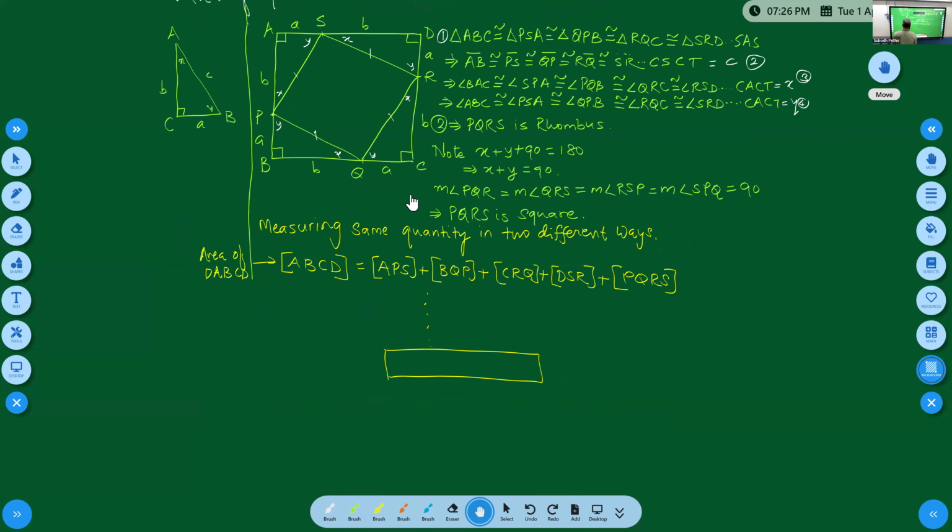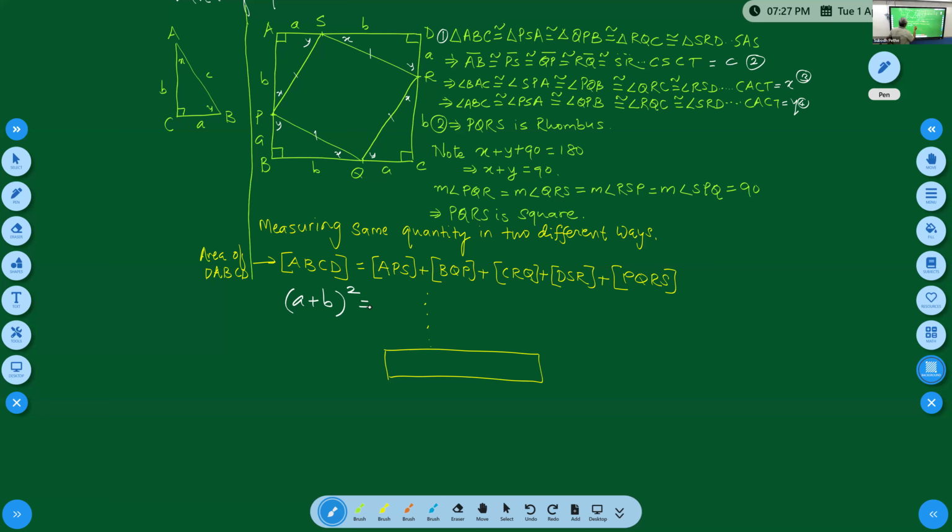Now, measuring the area in two different ways. Area of ABCD is (A plus B) whole square, since the side of this square is A plus B. APS is a triangle congruent to this ABC. Finding the area of a right-angle triangle is the easiest thing: it is the multiplication of the two non-hypotenuse sides divided by 2, because you can consider one as the base and the other as the height.